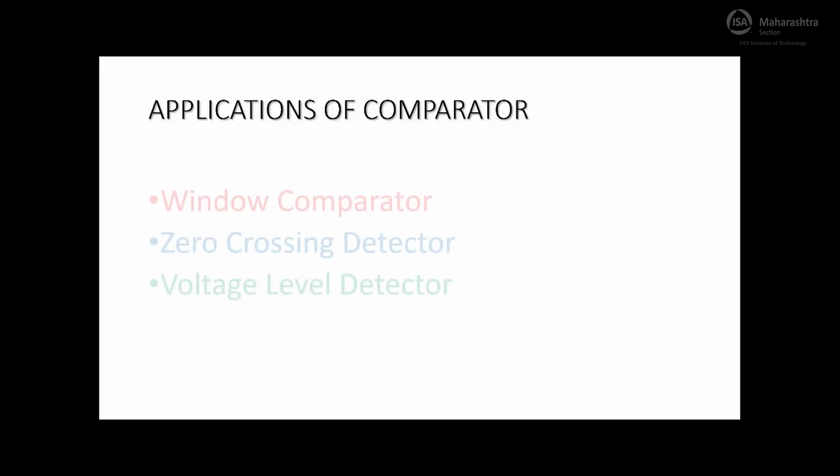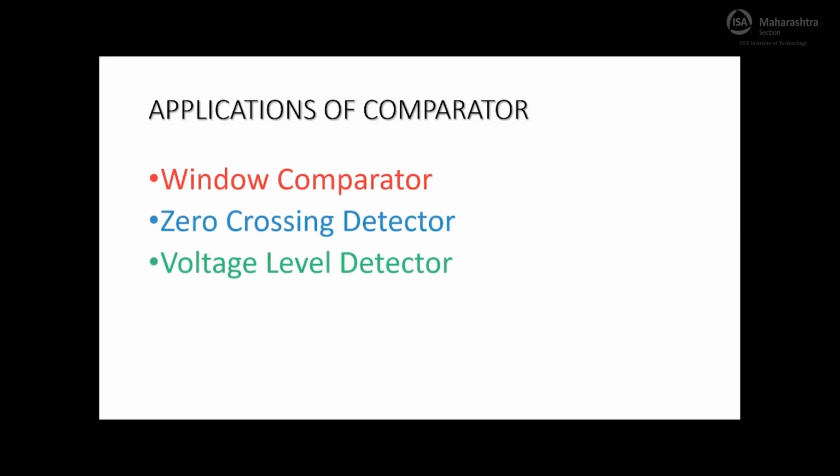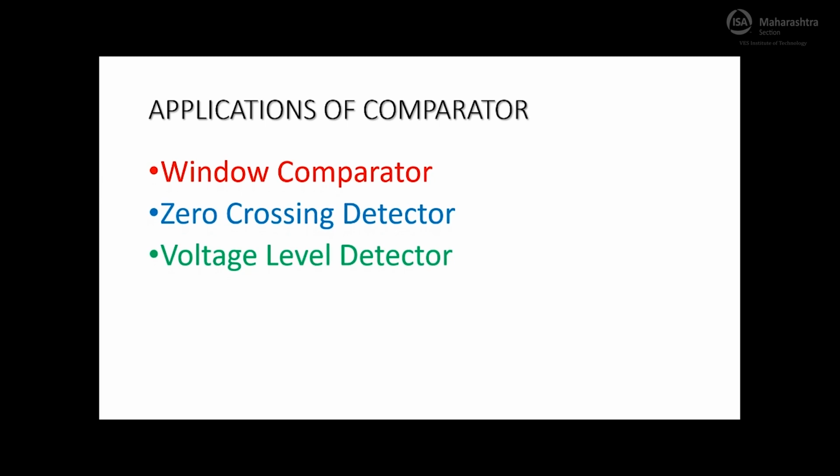Comparators can be used as window comparator. They can be used for zero crossing detector. They are also used in voltage level detectors.